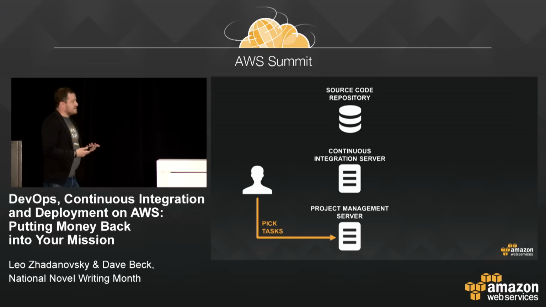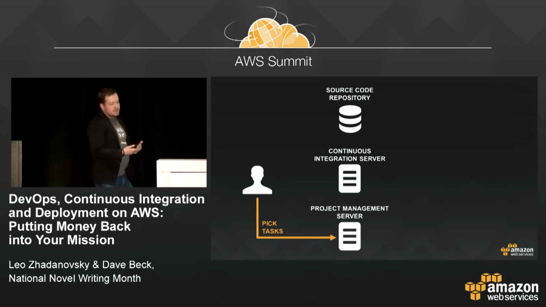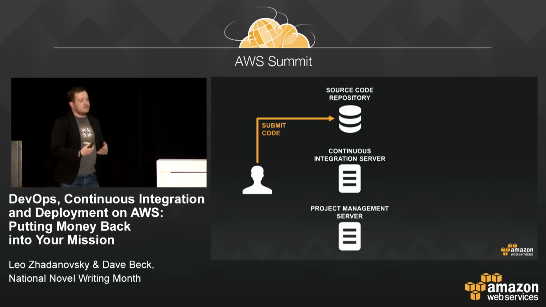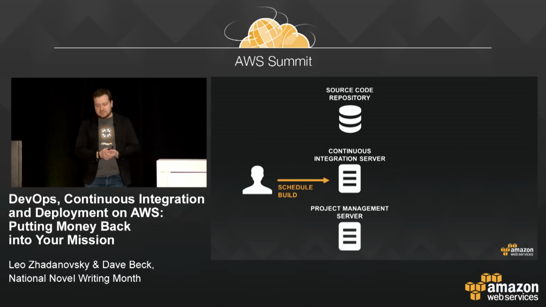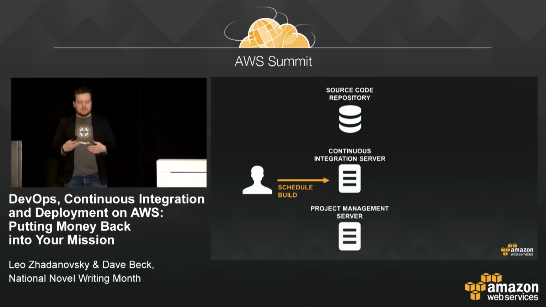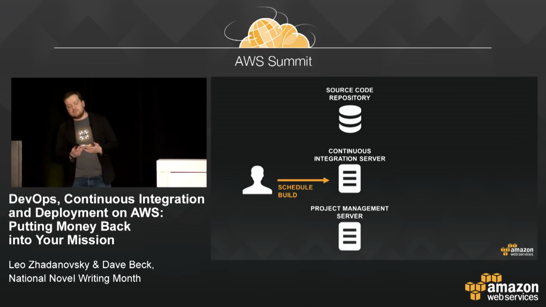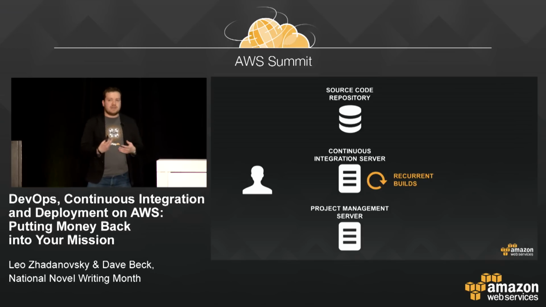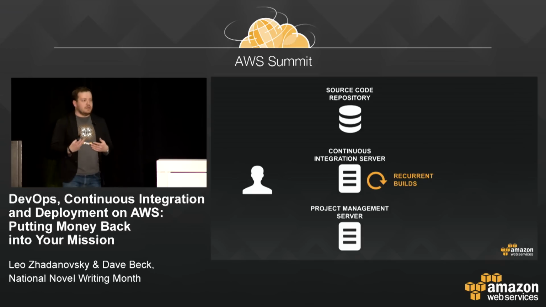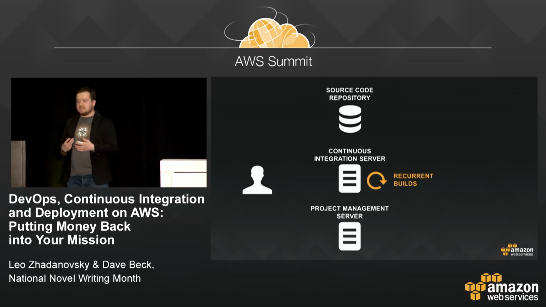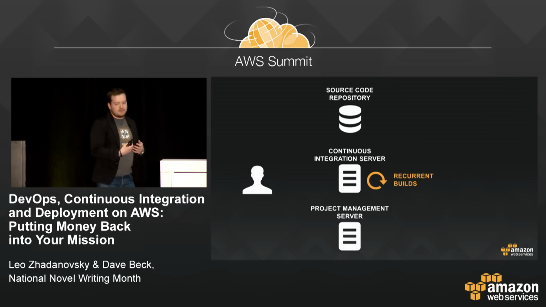So you pick your tasks from the project management server that you're working on. You submit your code, so you do the actual work to complete your tasks. You submit your code. This then kicks off a build. It could either automatically kick off a build in your continuous integration system, or you could have a recurrent build. So you could have it every night. Once a day at 2 a.m., it's going to rebuild all your software, and it's going to run tests against it, and load tests, and security tests, and all that good stuff.